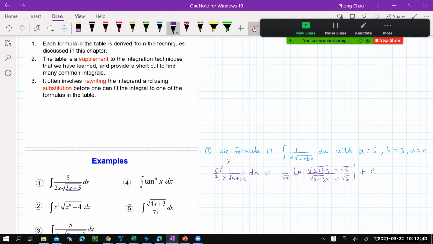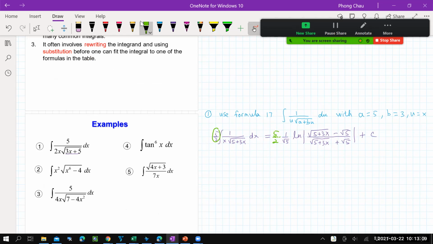And basically I'm done, but do not forget the 5 in front, right? So that is really 5 times that, and that's the answer, right? So again, the first example is not too bad. All you do is find the correct formula and apply it.